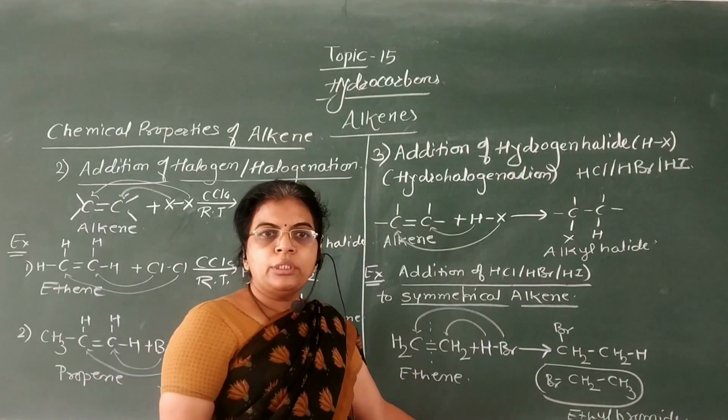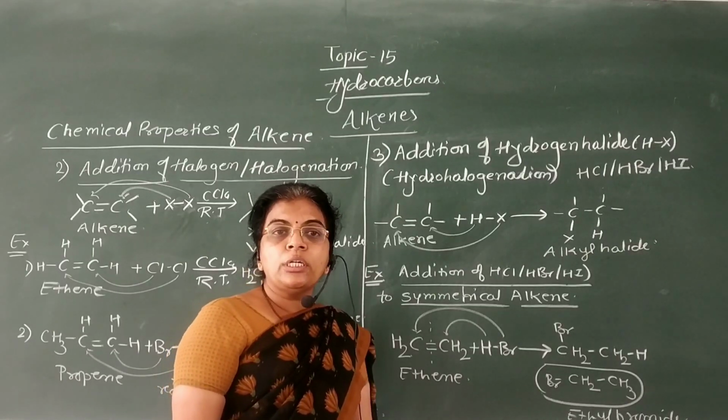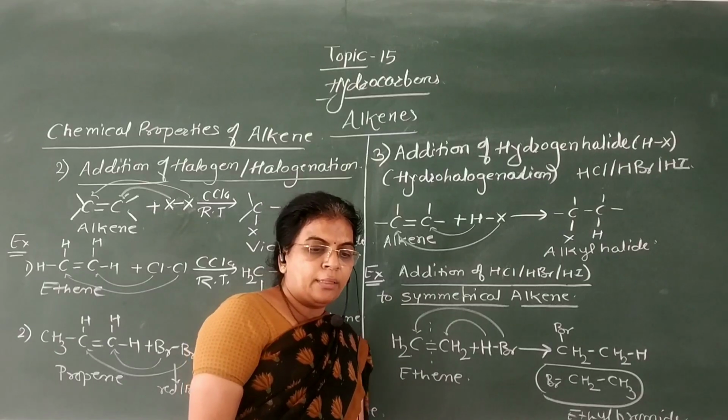Now we are going to see the next reaction, addition of HBr across the double bond of an unsymmetrical alkene.